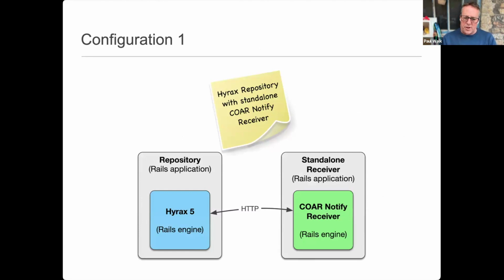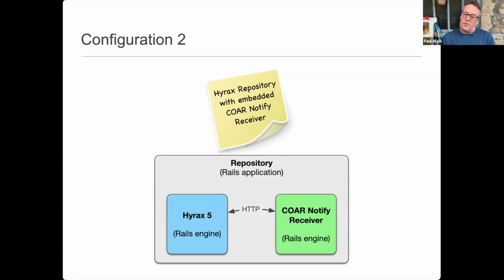So this is just sort of illustrating the point I was trying to make earlier about the two possible configurations. In this configuration, we have two Ruby on Rails applications. One has Hyrax embedded in it as a Rails engine. The other has the COAR Notify receiver as a separate Rails engine, and they communicate using HTTP. The other approach is to have a single Rails application which has Hyrax embedded in it as a Rails engine.